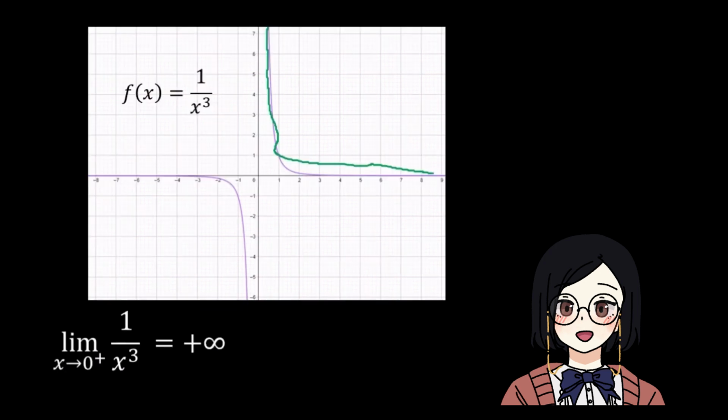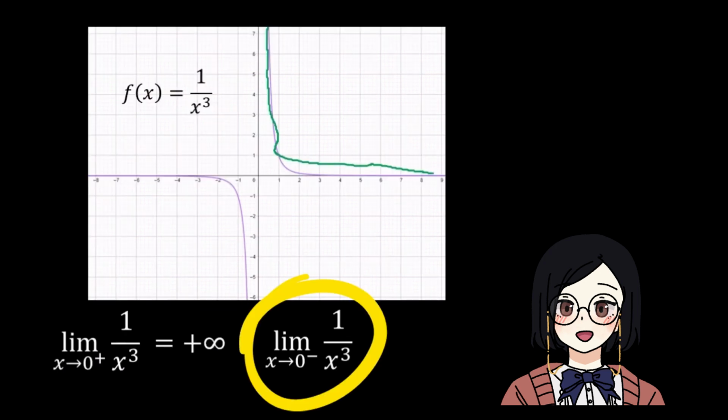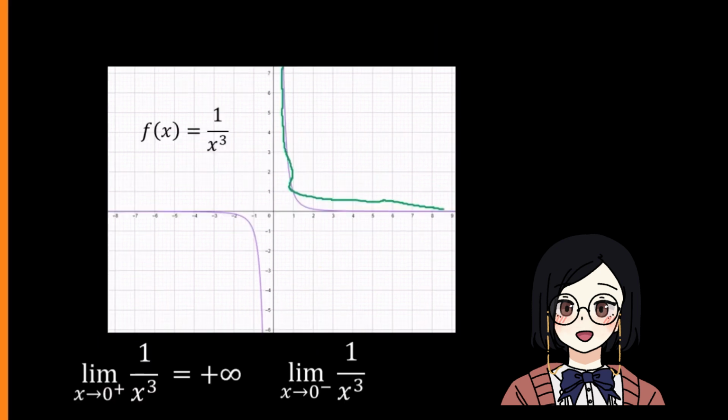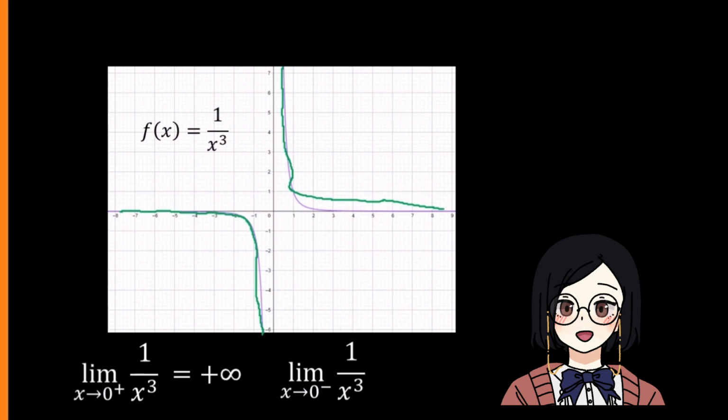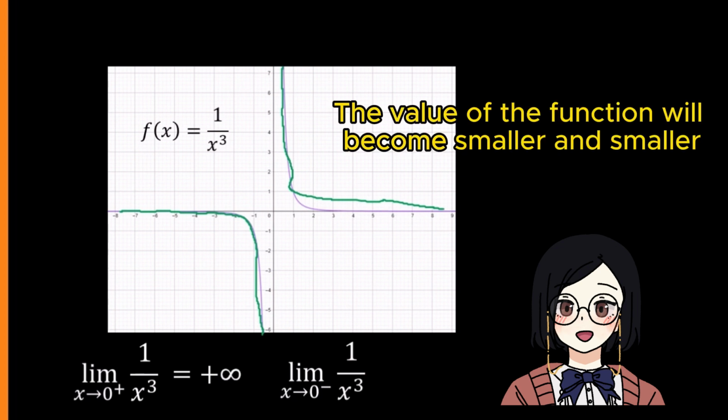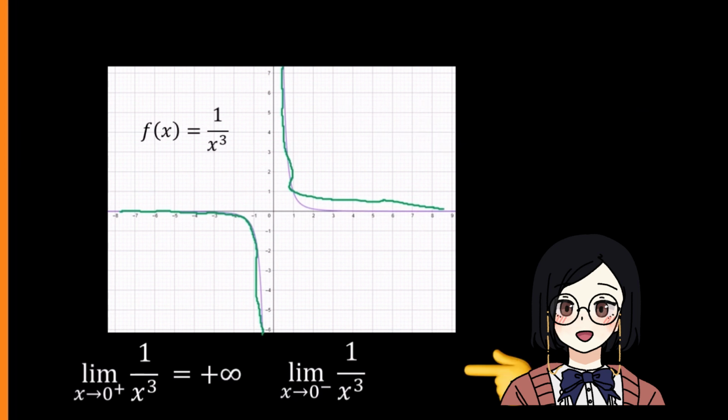positive infinity. Try also evaluating the limit of 1 over x cubed as x approaches 0 from the left. Based on the graph, as x approaches 0 from the left, the graph decreases without bound. That means that if we substitute a value that is closer to 0 from the left, the result will become smaller and smaller but will never be 0. Hence, the limit of 1 over x cubed as x approaches 0 from the left is negative infinity.